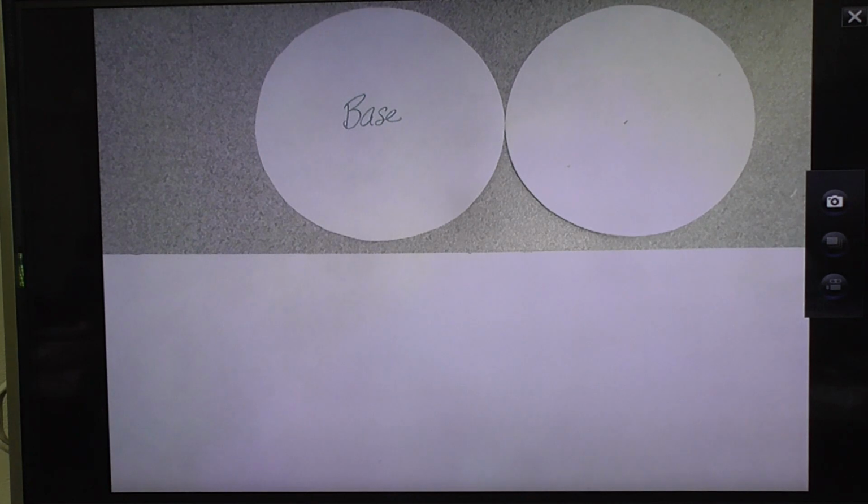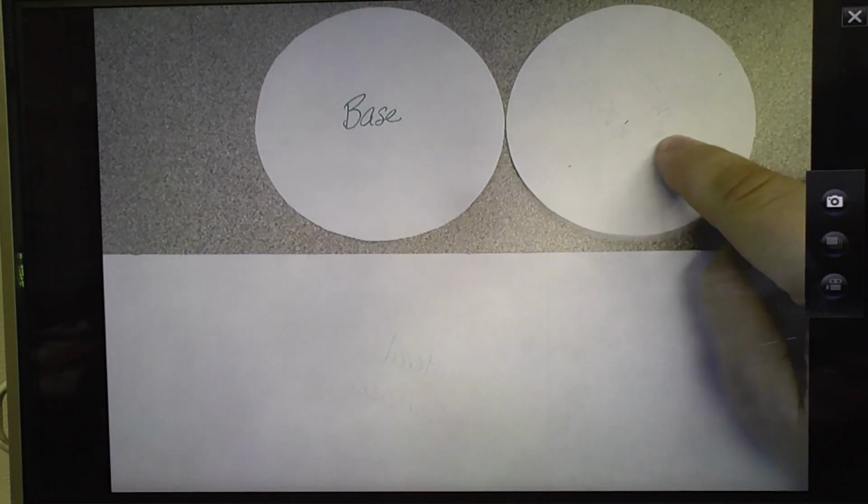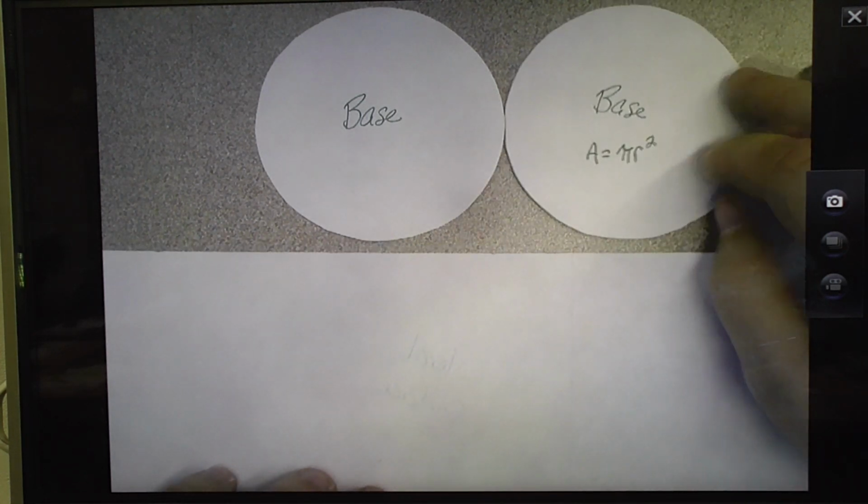So, first off, I want you to go ahead and label your bases. So this is a base, and this other one is a base. And do we know how to find the area of these bases? How do we find it? Area is equal to pi r squared. That's how to find the area of a circle. So I'm going to label that as well.